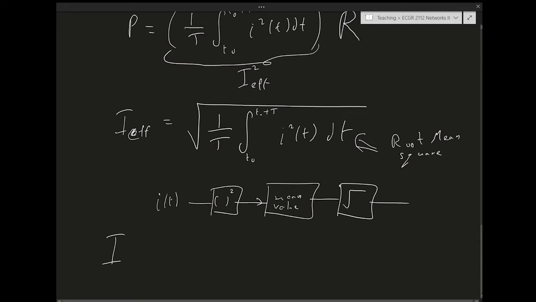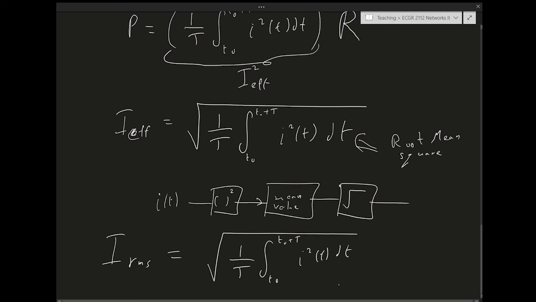The term is used, but what's much more common is to say I RMS. RMS stands for root mean square. So the RMS formula is this: 1 over T, integral from T0 to T0 plus T of i squared dt.